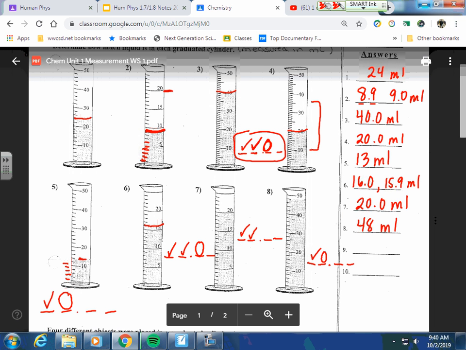Okay. And then 9 and 10 were non-existent. So there are our answers to that part.